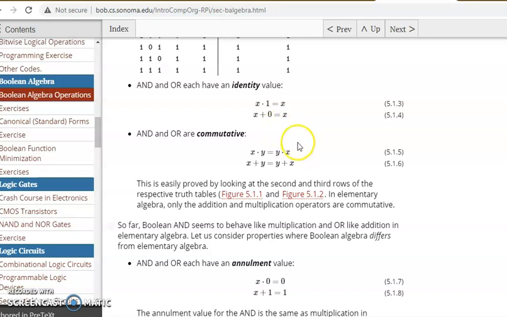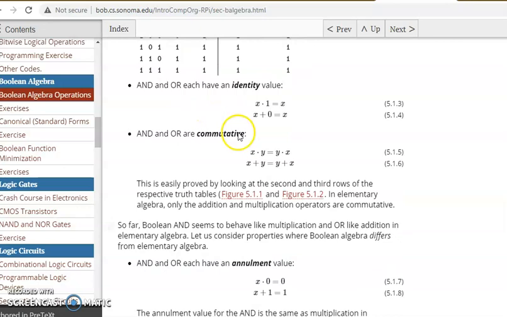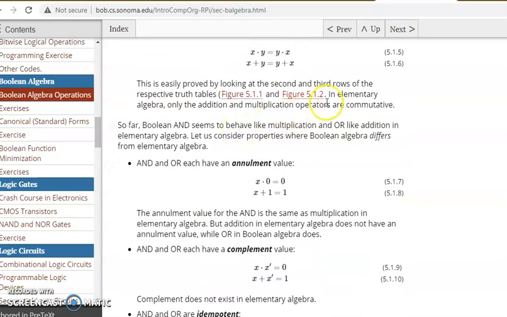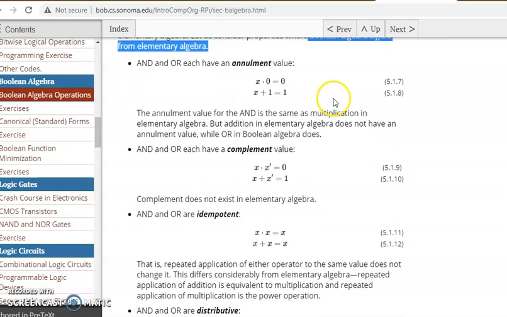That's its identity. The commutative property says that x times y is the same as y times x, or x plus y is the same as y plus x. And so that's provable as well. So those are all rules that are standard rules for algebra that are also true in Boolean algebra. But there are some Boolean algebra properties that differ from elementary algebra, and that is there is an annulment value. The annulment value says that if I multiply any number times 0, it's going to be 0. And if I add 1 to any number, it's going to be 1.